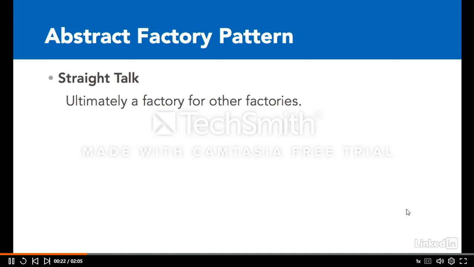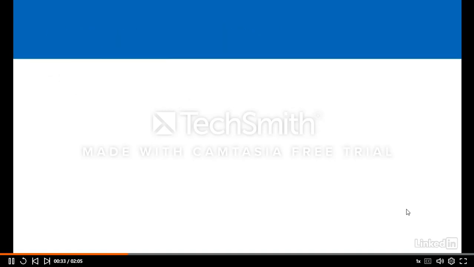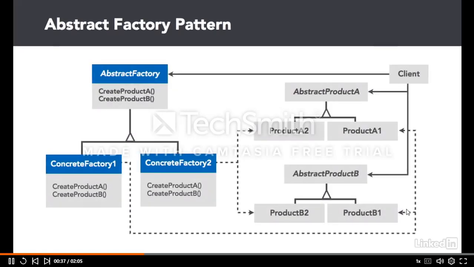It's like the factory method pattern, but with everything encapsulated. It's a higher level of abstraction, using interfaces and abstract classes. Let's take a look at this class diagram. Let's start on the left-hand side with the abstract factory.